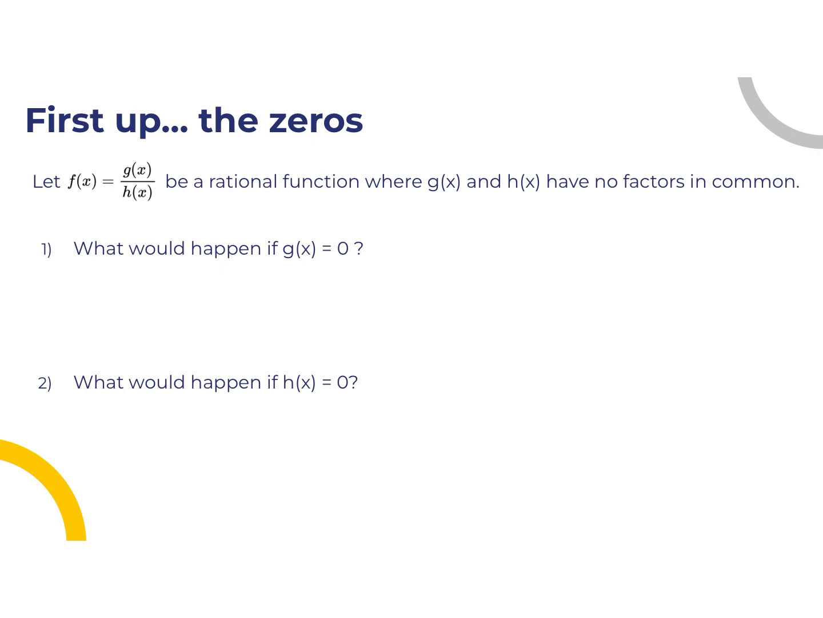We're going to let our rational function f of x be defined by the ratio of 2 polynomials, g of x over h of x, where g of x and h of x have no factors in common. That's to say that we've simplified them and we've taken out any common factors. First, thinking about what would happen if our numerator, g of x, was equal to 0, we'd have 0 divided by some number. 0 divided by anything is 0, which means we would have a y value of 0, or we would have an x-intercept.